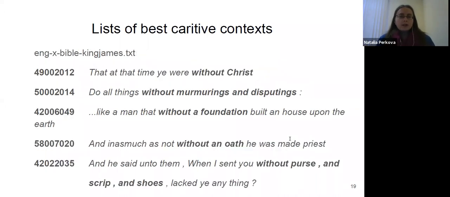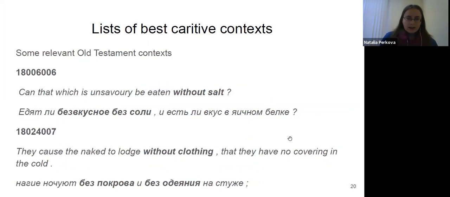So this is what the top 5 of these best Caritive contexts look like. So a very typical Caritive function. So the companion or the circumstances, and also the possession, right? And this is what we get in these top lists for 5 languages. So some relevant Old Testament contexts are still very interesting. So like "едят ли безвкусное без соли", with even 2 relevant markers, or the clauses or something relevant for the questioner, I think.